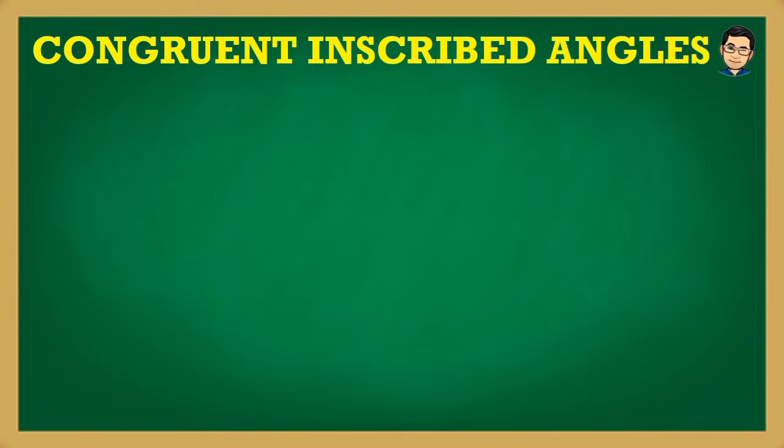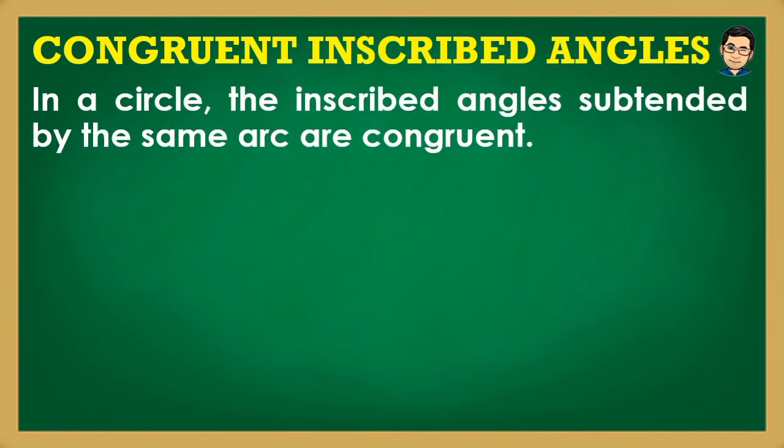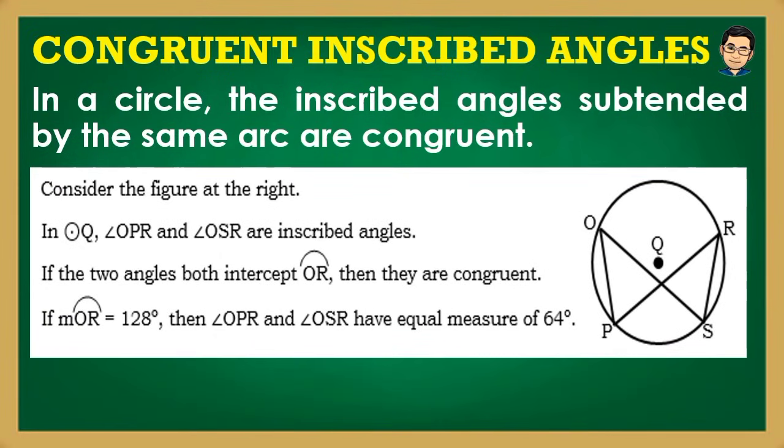Next, congruent inscribed angles. Meron din po tayong inscribed angles na congruent. Paano yun? In a circle, the inscribed angles subtended by the same arc are congruent. So, let's have the given illustration. In circle Q, ito po yung circle Q, angle OPR and angle OSR are inscribed angles.